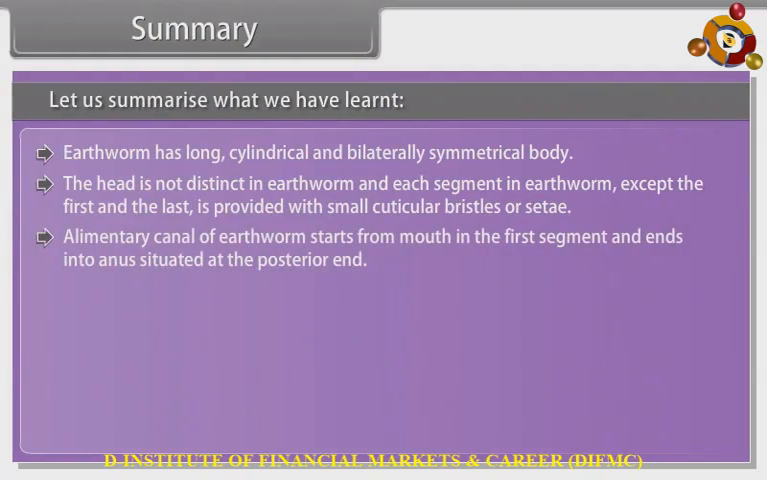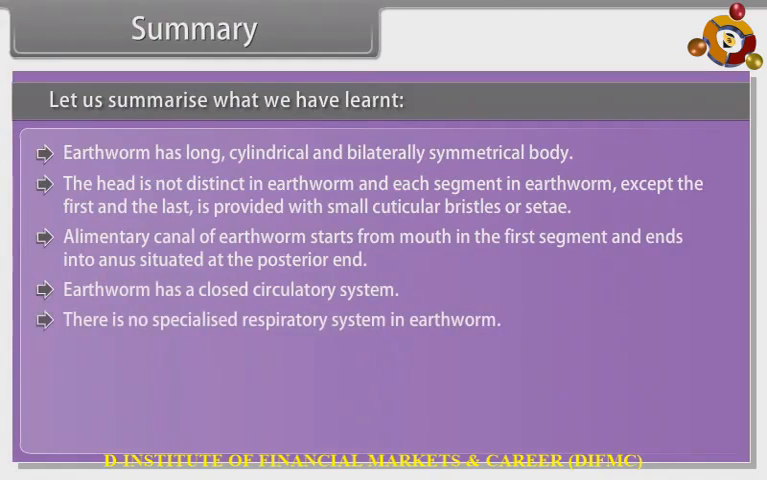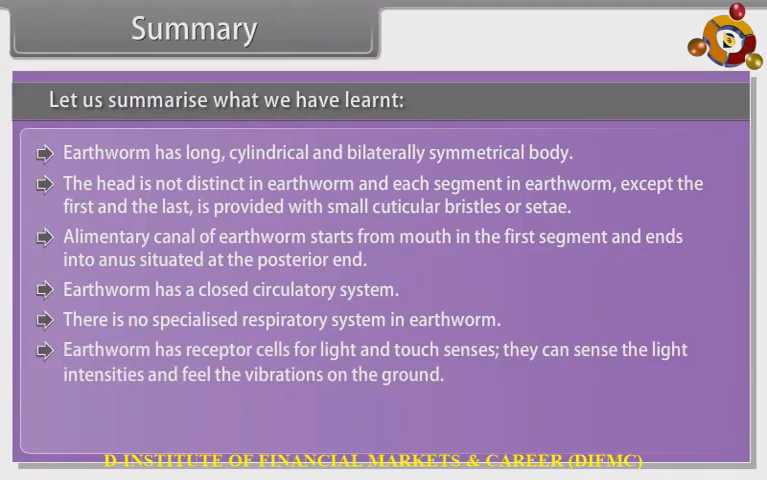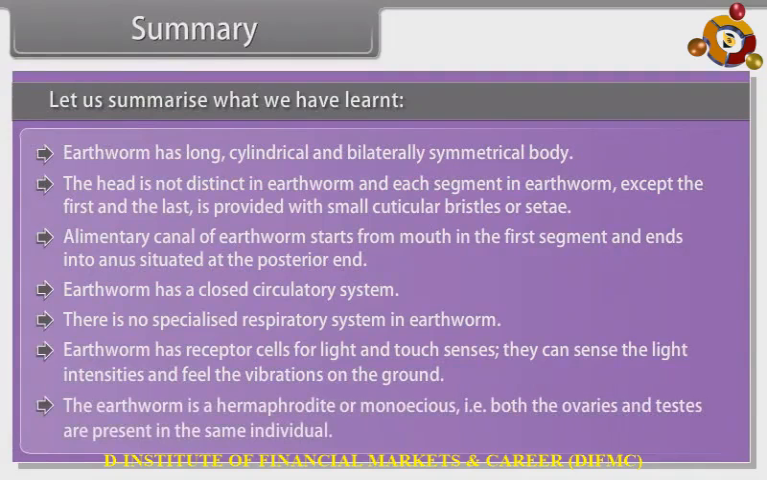The alimentary canal of earthworm starts from the mouth in the first segment and ends in the anus situated at the posterior end. Earthworm has a closed circulatory system. There is no specialized respiratory system in earthworm. Earthworm has receptor cells for light and touch senses. They can sense light intensities and feel the vibrations on the ground. The earthworm is a hermaphrodite or monoecious, that is, both the ovaries and testes are present in the same individual.